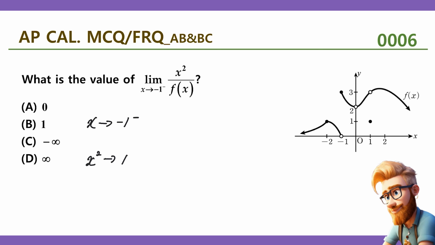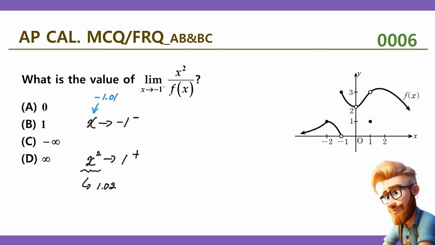Let's think about this. x is a value less than -1, right? So it could be -1.01. If we square that, negative times negative, that's a positive. And this value, without the negative, is a little greater than 1, right? So if we square this, that's going to be a little greater than 1. So x squared actually approaches 1 from the right-hand side, because 1.01 squared is approximately 1.02. So we know that x squared approaches 1 from the right-hand side.